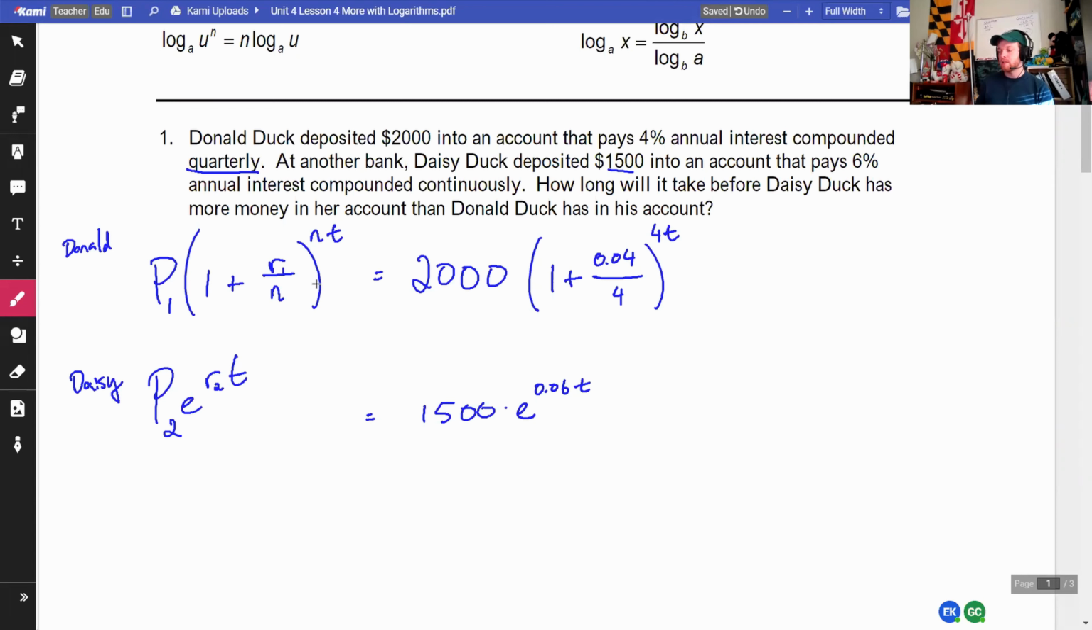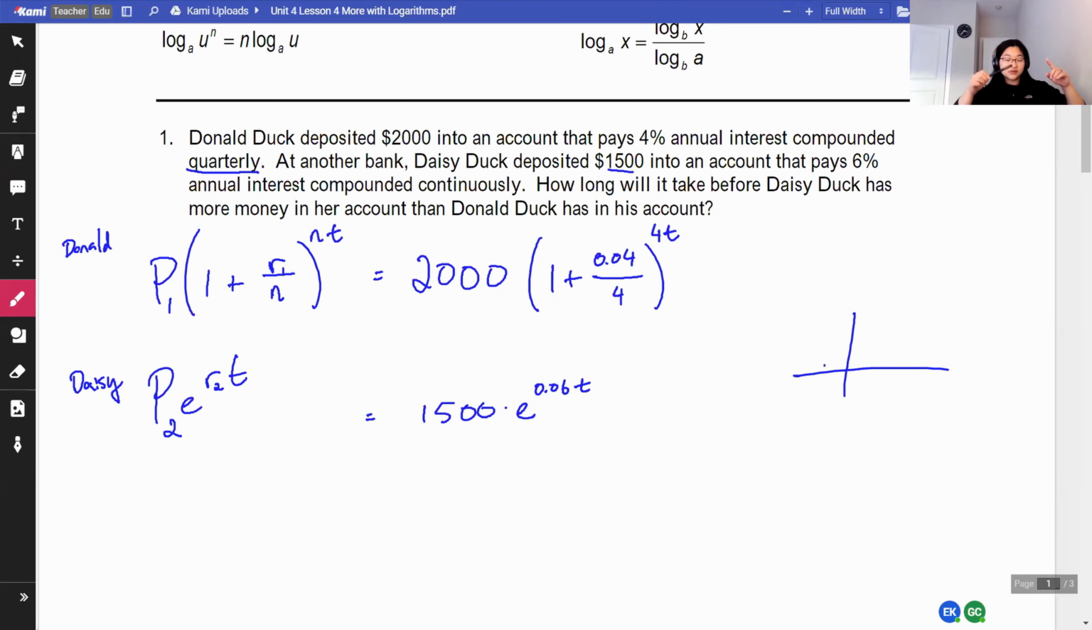All right, so I think we need to set these things equal and solve. That sounds good. Because if we set them equal, then we'll know at what point they are the same, and any moment after that, Daisy Duck is going to have more. And we know that they're only going to intersect 1 time because we have exponential functions, and those are strictly increasing. I think we talked about monotonicity before. They're monotonically increasing, so they're going up and not going down. So once these 2 functions are equal, they're never going to cross again.